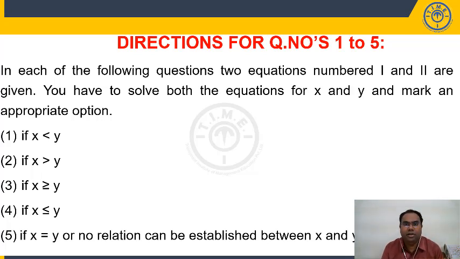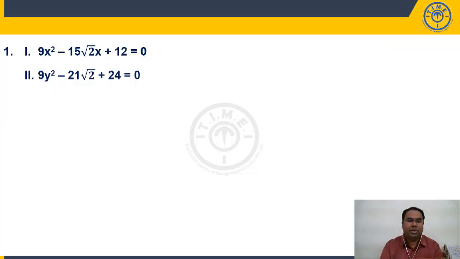So x less than y, we will mark first option; greater than y, second option; greater than or equal to, third option; less than or equal to, fourth option; both are equal or no relationship, then we will mark fifth option. Okay, let us take up the first question. We know this, right? The general form of a quadratic equation is ax square plus bx plus c is equal to 0, where a is not equal to 0. Here we will multiply a into c.